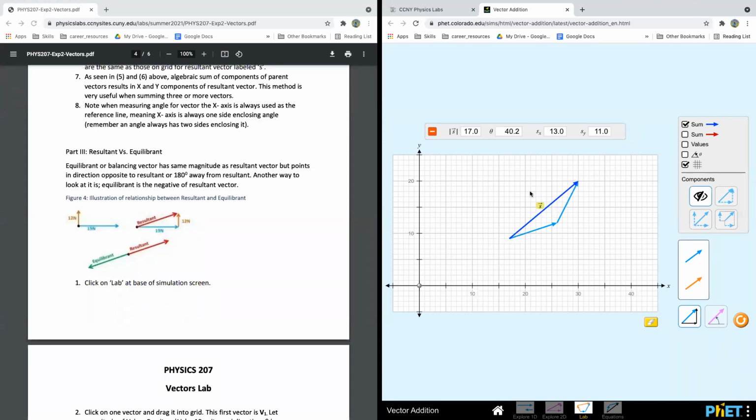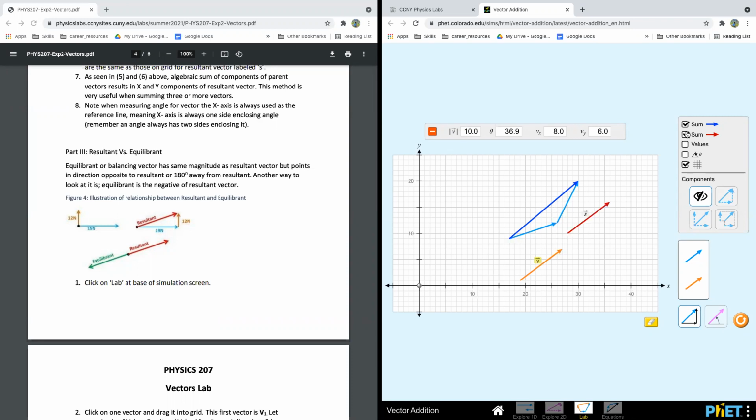So this is a sum. This is how we calculate the resultant. So the resultant is this, and then what is equilibrium? Equilibrium is, to some extent, identical to the resultant, but it has the opposite direction.